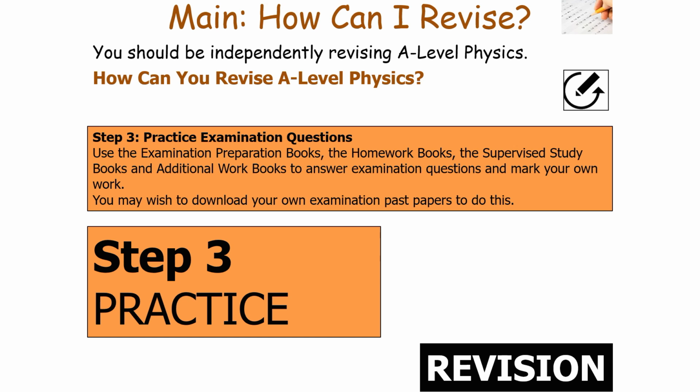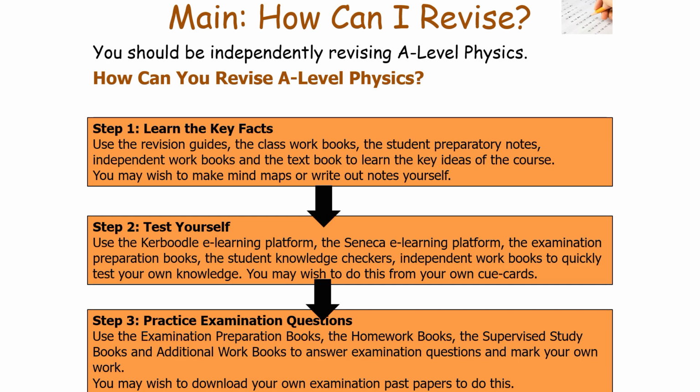Step 3 is then to practice exam style questions. So use the exam prep books, homework books, supervised study books, additional workbooks to help answer exam questions and mark your own work, and you may wish to download your own exam past papers to do this. So these 3 steps of learn the key facts, then testing yourself, and then practicing exam style questions are how you can effectively revise A-level physics.